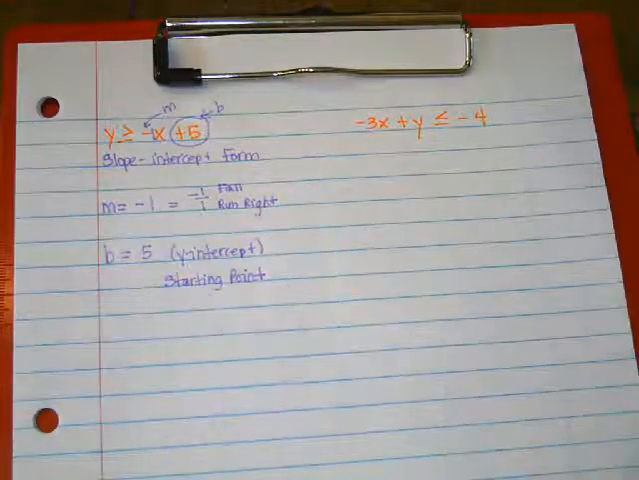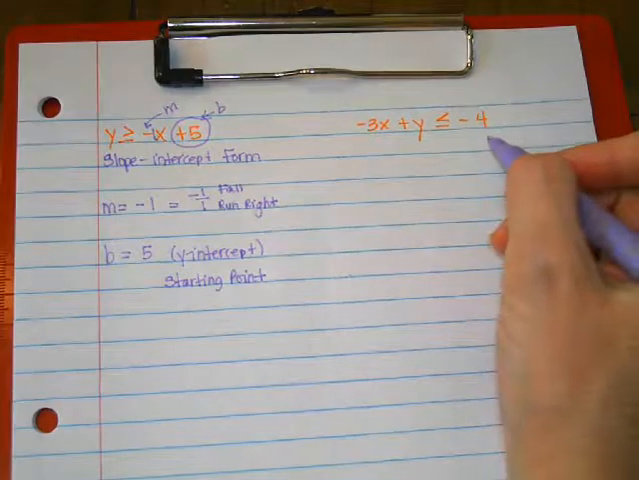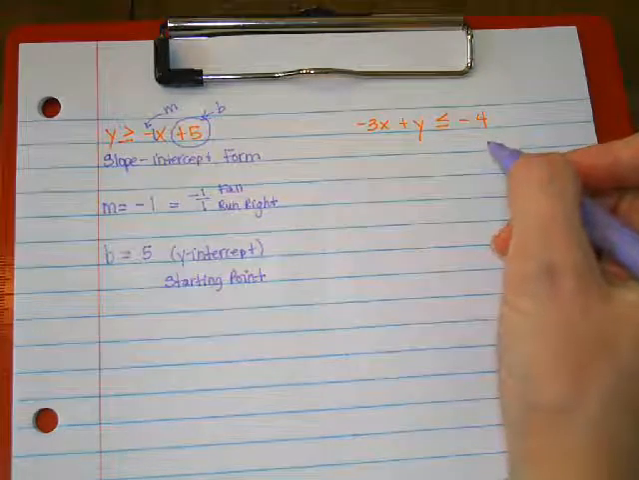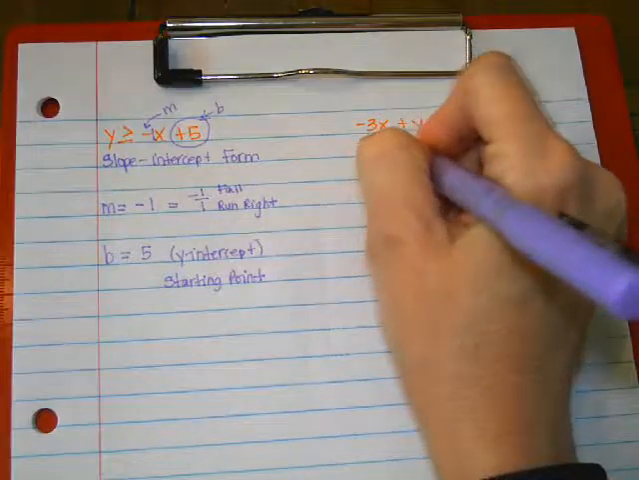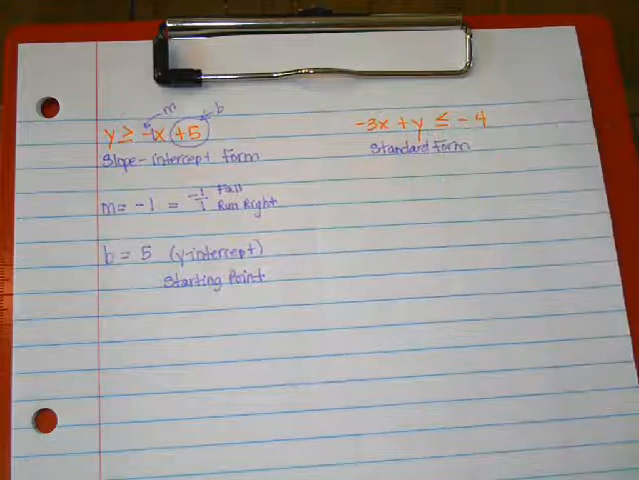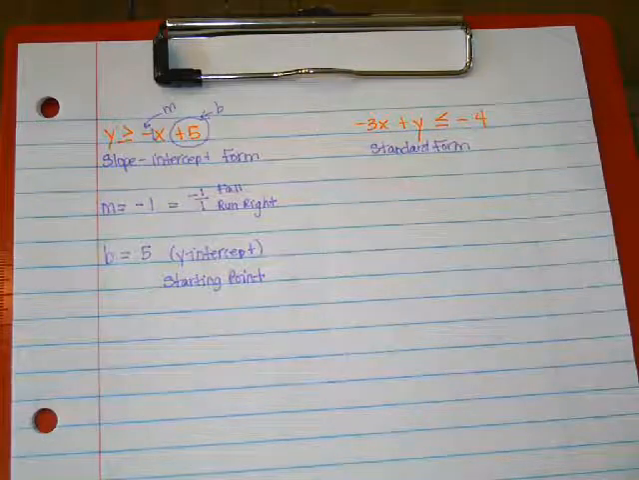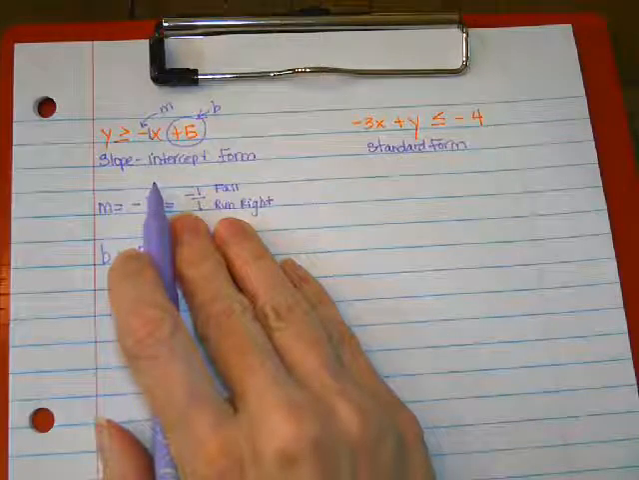All right, so now we're going to move on to our second one. So over here, Lakeisha, what form is this in? That's correct. It's in standard form. Which means now I have to do what to it, Lakeisha? That's right. I got to change it to slope-intercept form. How do I do that?